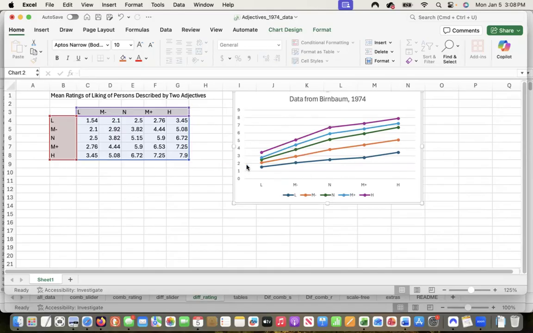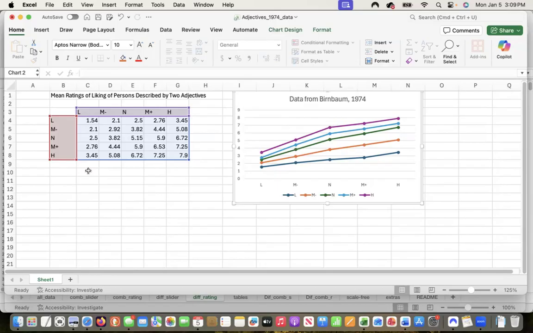So here are some data to illustrate it. These are data from a paper I published in 1974 on the additivity of personality impressions, a test of a theory that the amount that you like a person who's described by two adjectives is either the sum or a constant weighted average of the likableness of the adjectives.